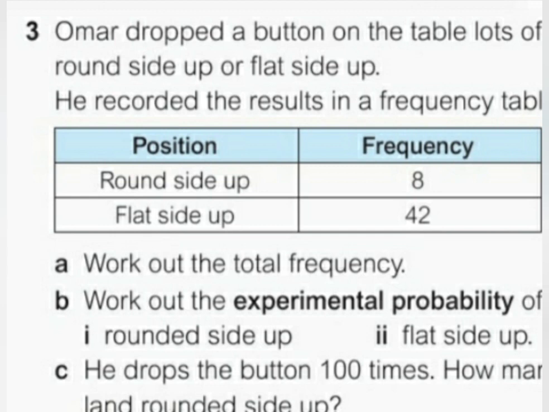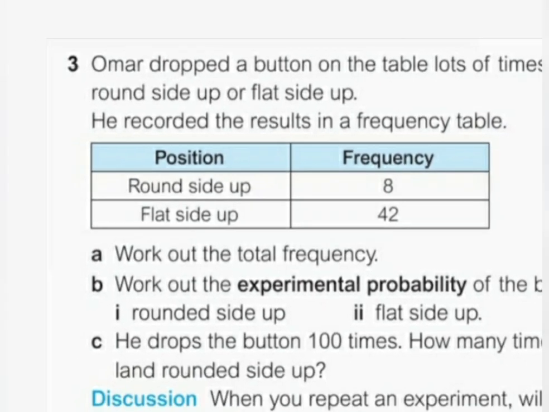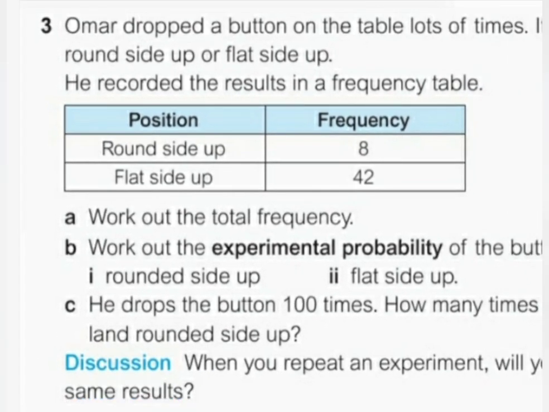Now basically when you talk about theoretical probability, you will say that the round side up has 1 over 2 chances and the flat side up the same thing, 1 over 2 chances. So even chances for both of them. But when he did the experiment, he didn't have even chances, as you can see. Now let's take a look at the questions and see how we answer questions like these. First question, he wants you to work out the total frequency.